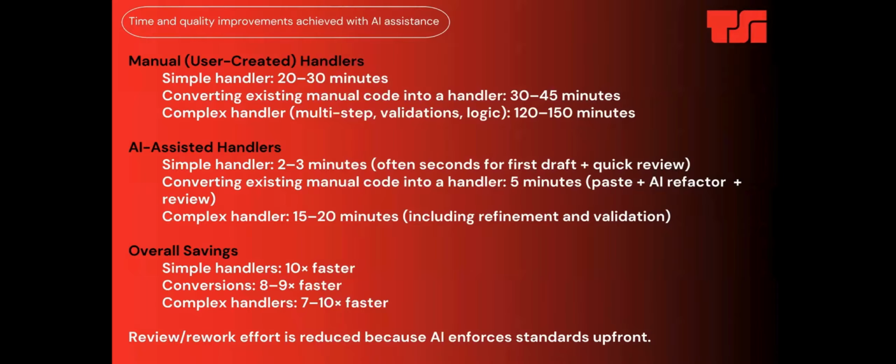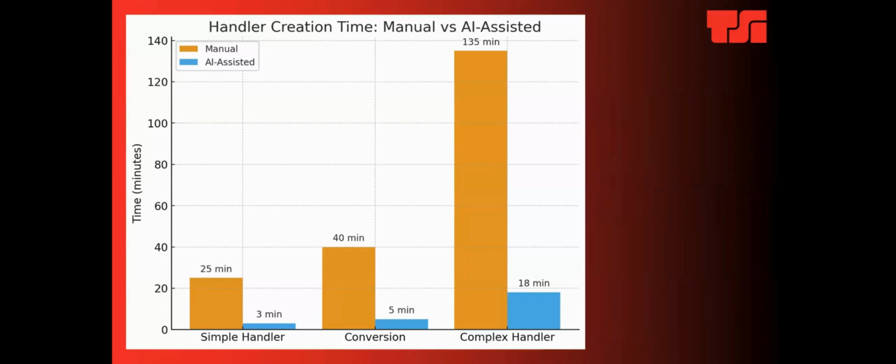Plus, when you get it out, you get your comment section, you get consistent code. So overall savings, we found, yeah, simple handlers are 10 times faster. Conversions are fast as well. Complex handlers are all fast. Every way you look at it, it's going to beat manual because of all of the extra that it does that a person doesn't have the time or isn't going to take the time to do each time. So again, a graph of that example.